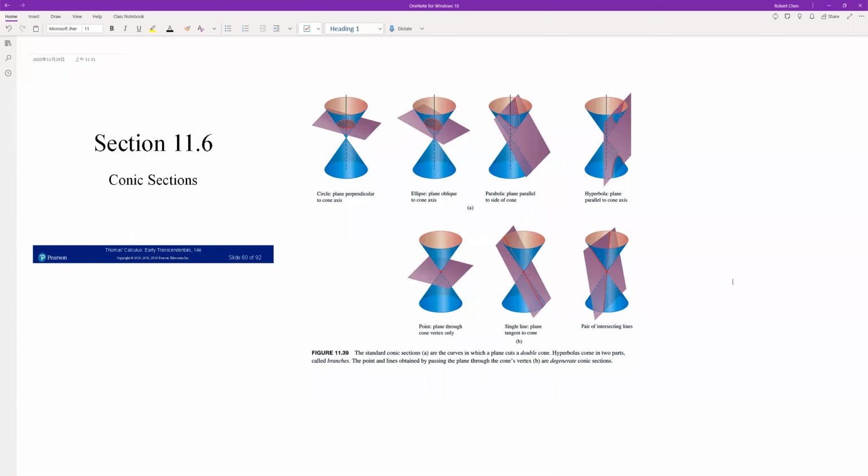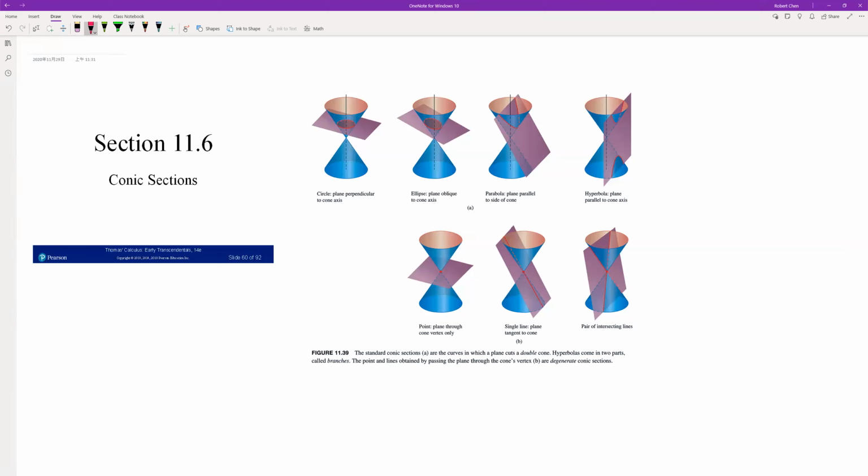Hello guys, this is 11.6 conic sections. Many of you should have seen something like this before, maybe in pre-calc or in high school or in any trig class. The section on conic sections is basically looking at different shapes formed by taking the intersection of a plane and an upside down cone like this, right?